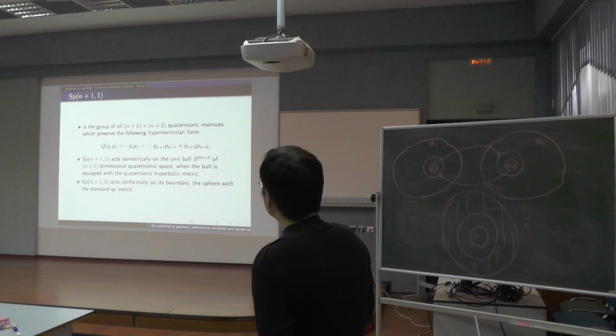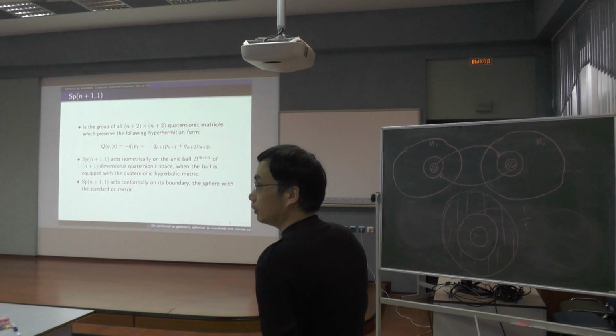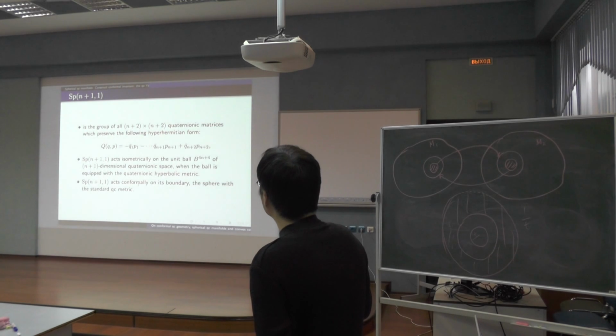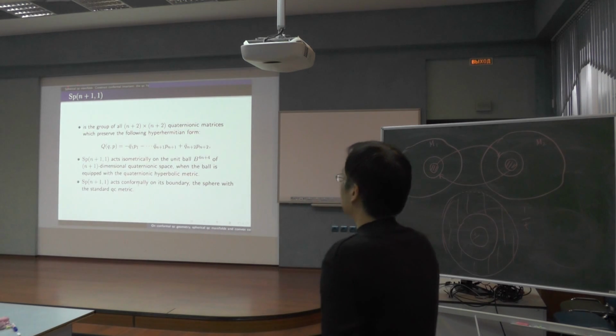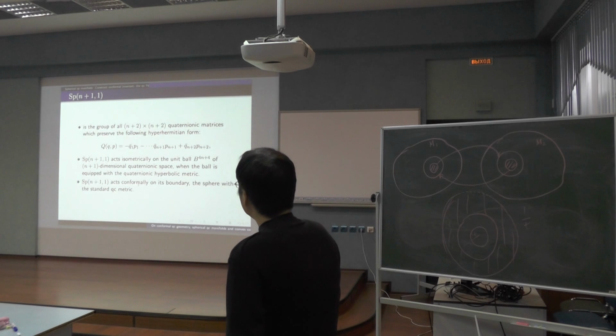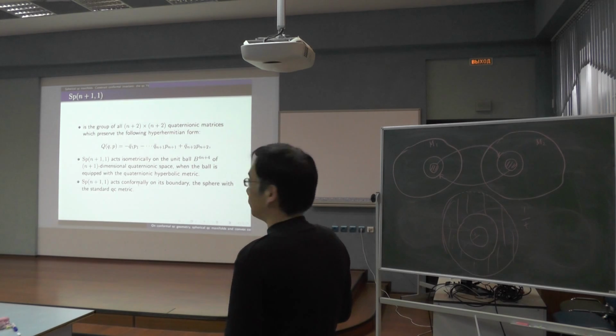And if p, q become complex vectors, it's the group SU(n+1,1). And if you allow p, q to be quaternion numbers, quaternion vectors, it becomes Sp. Sp(n+1,1) acts isometrically on the unit ball of the (n+1)-dimensional quaternion space when the ball is equipped with the quaternion hyperbolic metric.